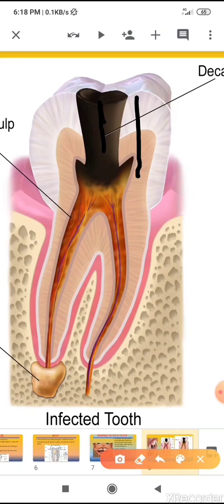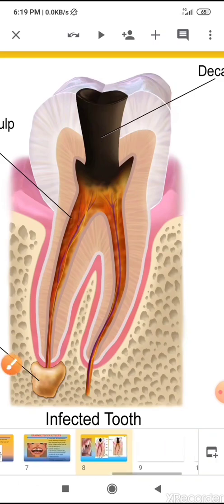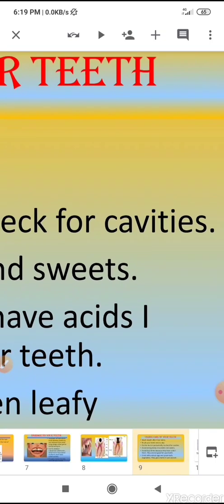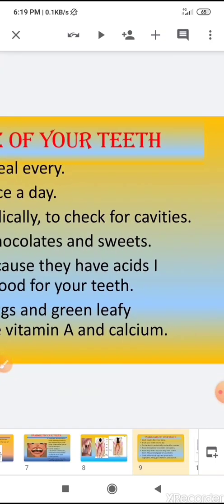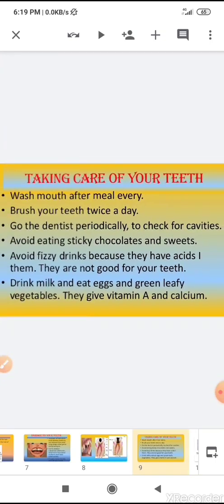So children, if you do not take care of your teeth, one day your permanent teeth will fall off. So you should take care of your teeth. Now how can you take care of your teeth? So our next topic is taking care of your teeth. You should wash your mouth after every meal. Yes, whenever you eat something, after that you should wash your mouth with water.